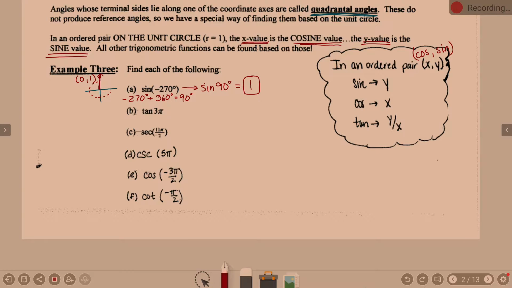How do we know we go up 1? Because it's a unit circle, and a unit circle has a radius of 1. Unit as in being 1 unit. Okay?